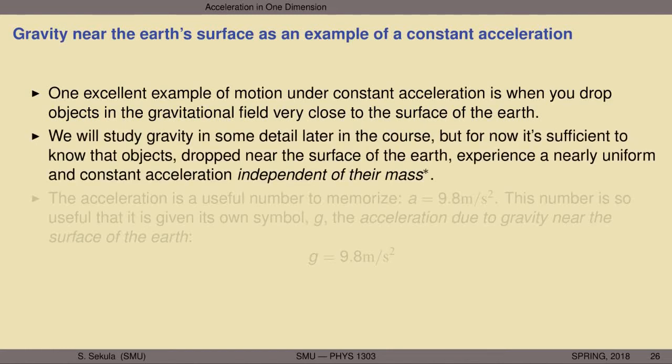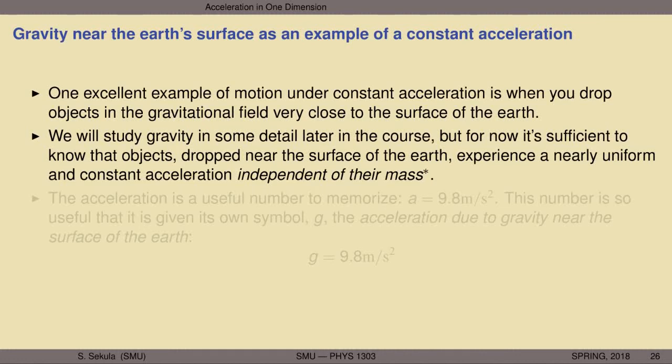Now, we're going to study gravity in some detail later in the course, and you'll see why it is that, at least in this part of the physics curriculum, the mass of the object doesn't matter, that the acceleration felt by any two objects is the same close to the surface of the Earth. But for now, it's simply sufficient to know that if you take an object, you hold it out, and you drop it near the surface of the Earth, it will accelerate toward the center of the Earth, that is, it will head toward the floor or the ground, and the acceleration that you are witnessing as it falls is nearly uniform and constant and independent of the mass of the object you drop.